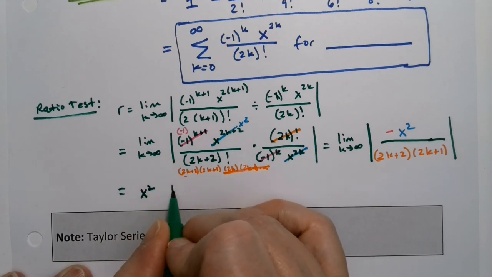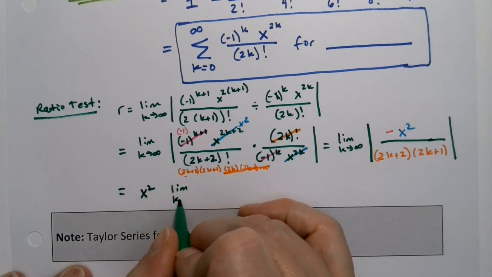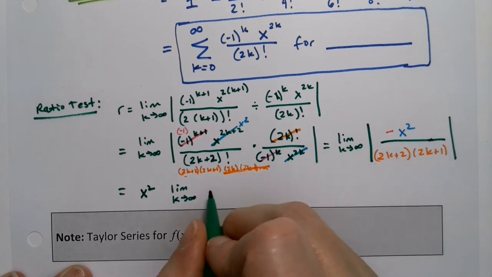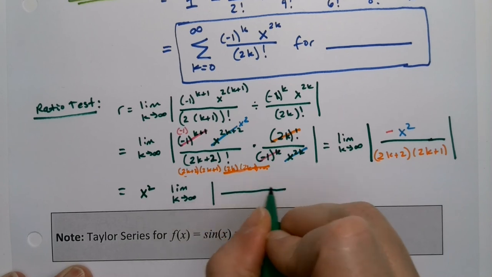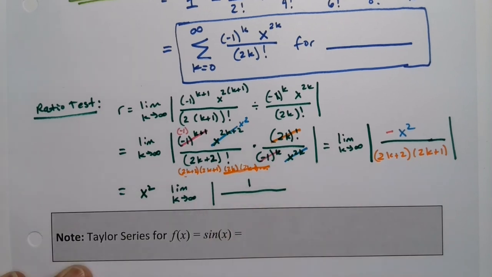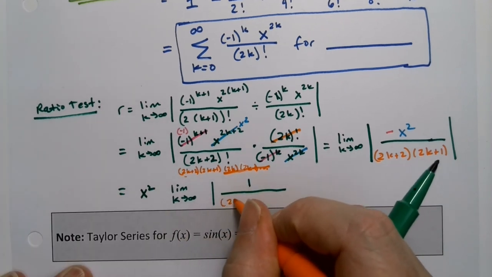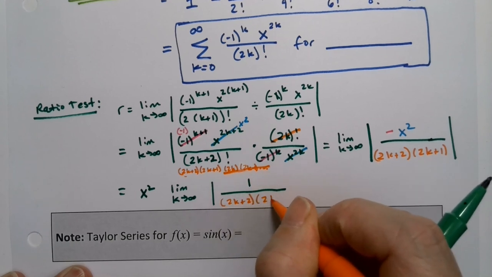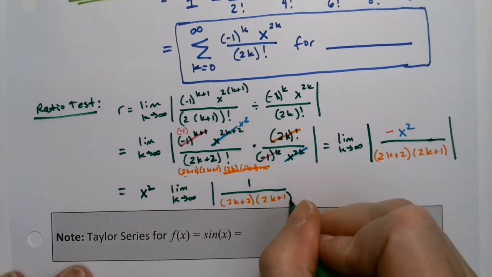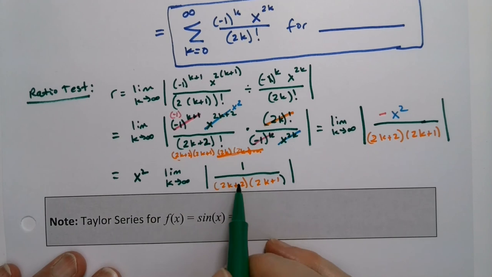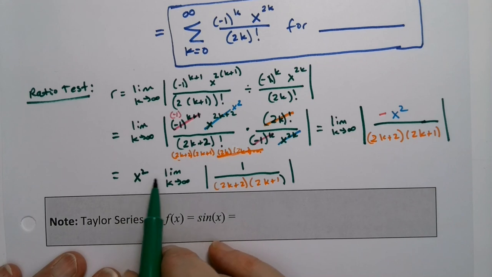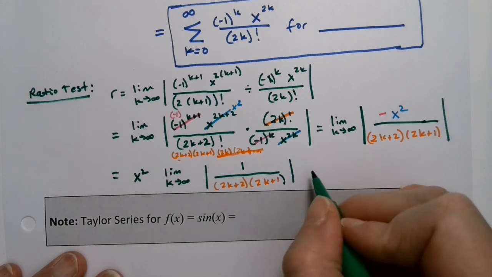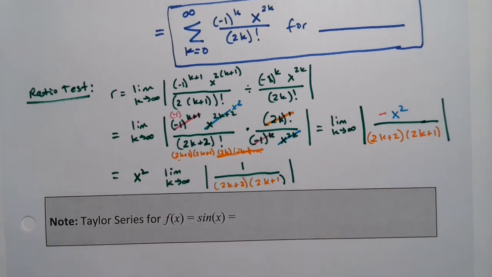I actually don't even need the absolute value anymore because x squared is always positive. And the limit as k goes to infinity, if you want to think of it as -1 left inside there, it doesn't really make any difference. But you're left with 1 over 2k plus 2 times 2k plus 1. But that's 0. Yeah? This is 0. So if this is 0, then an x squared times that 0 will be 0. So this is 0, no matter what.